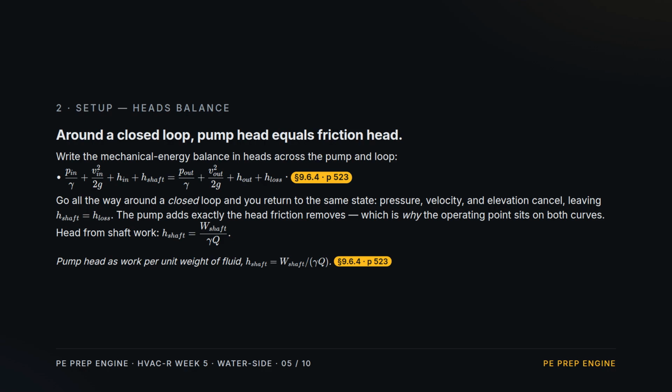Setup. The heads balance. Write the mechanical energy equation in heads across the pump and loop. Go all the way around a closed loop, and you return to the same state, so pressure, velocity, and elevation all cancel, leaving pump head equal to loss head. The pump adds exactly the head that friction removes, and that is why the operating point must sit on both curves at once. The pump's head is its shaft work per unit weight of fluid.